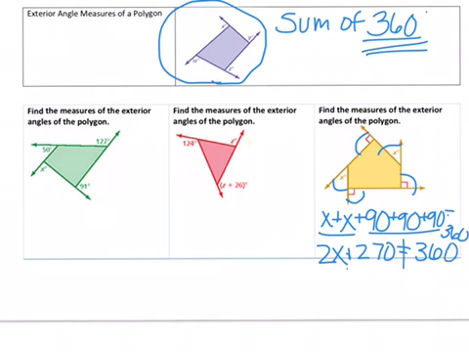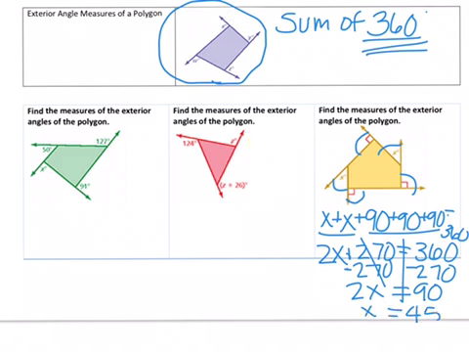So you draw your wall and subtract 270, and when we get that answer, we have that 2x, because that cancels out. 2x equals 90. Now you divide by 2, and x is equal to 45 degrees. So this x is 45 degrees, and this one is 45 degrees. Please do the other 2 on your own.